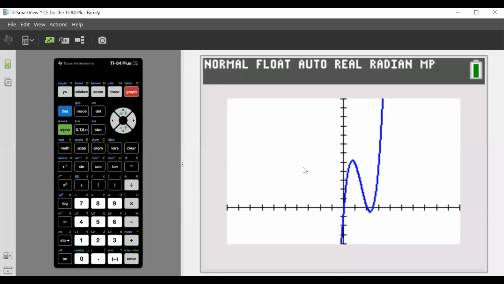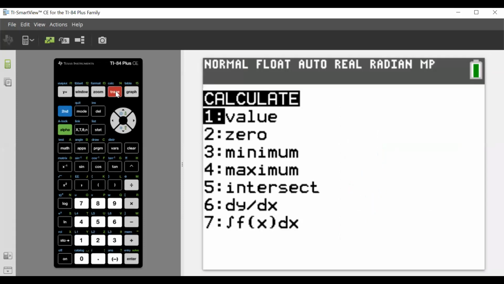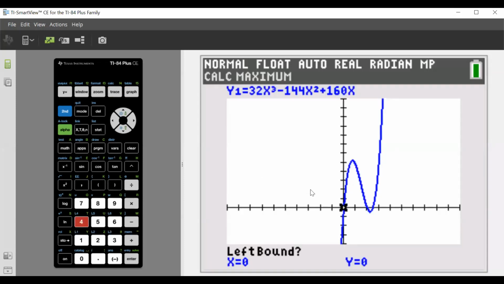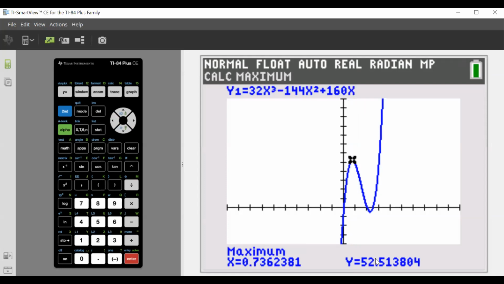So now what we want to do is find the maximum. This is the only place where it's going to be. This is going to be our local max. So we're going to use this second trace function, and we want the 4, the maximum. Now our left bound, we can maybe choose that as our left bound, and then let's go on to the other side of the peak, choose that as our right, and then we'll say, okay, is that our guess? And so this tells us what the maximum is right there.